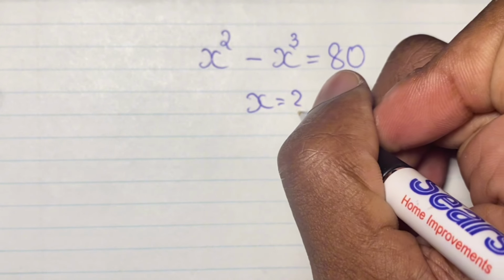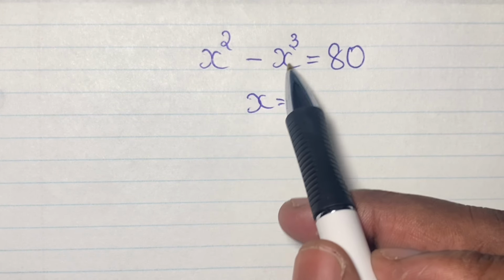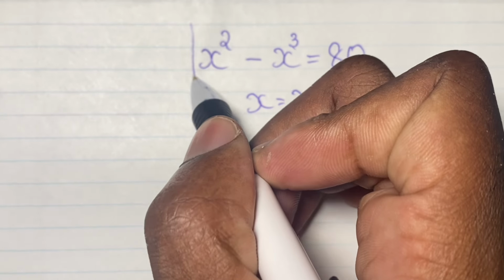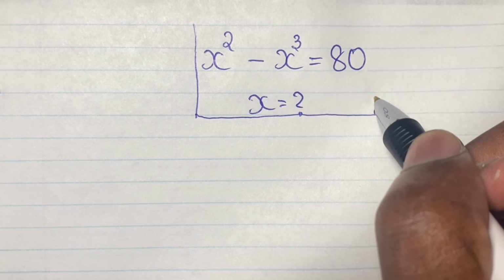Here we have another algebraic exponential equation that we're going to solve. So here we have x squared minus x cubed equals 80, and we are trying to find the value of x. Please feel free to pause this video and see if you can figure this one out by yourself. If not, let us solve this together.